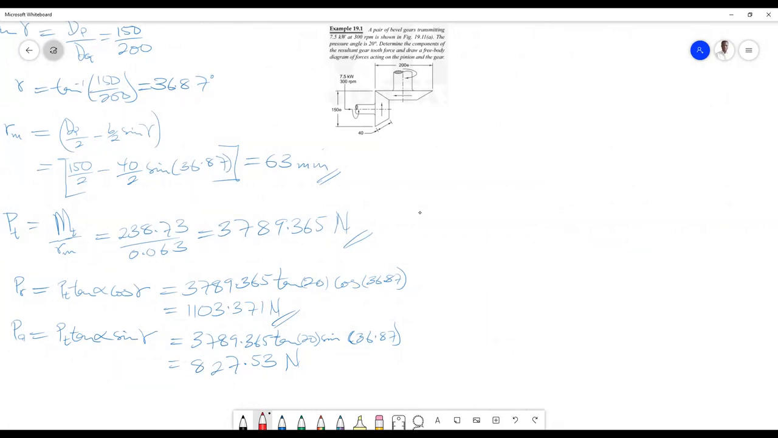We have to isolate them and have all the components by themselves. So first of all, the pinion. Let's say we have the pinion like this. Now what would be the forces on the pinion?